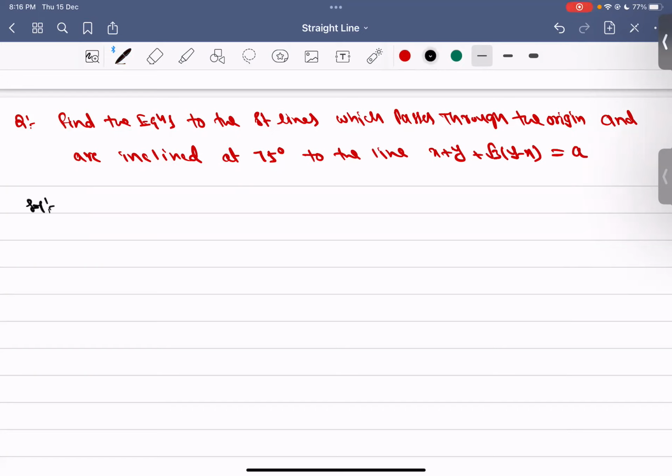So, solution. Here the equations of the straight lines which pass through the origin. So this is the origin. The equations to the straight lines which pass through the origin and are inclined at 75 degrees with this line. Suppose the line is this one. So the equations of the lines which pass through the origin and are inclined at an angle 75 degrees with this line. Therefore, this is 75 degrees and 75 degrees.